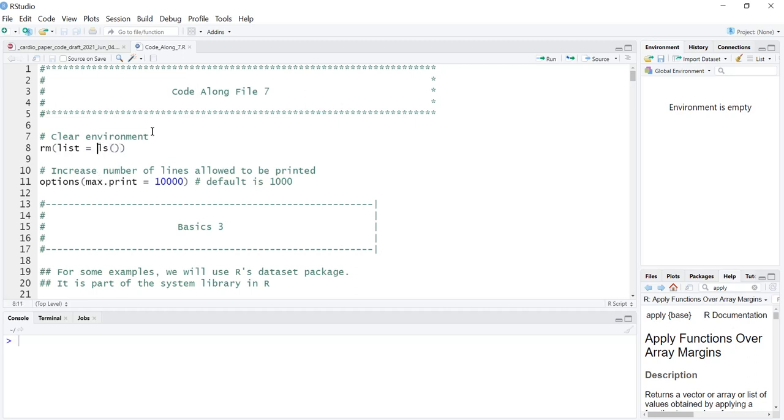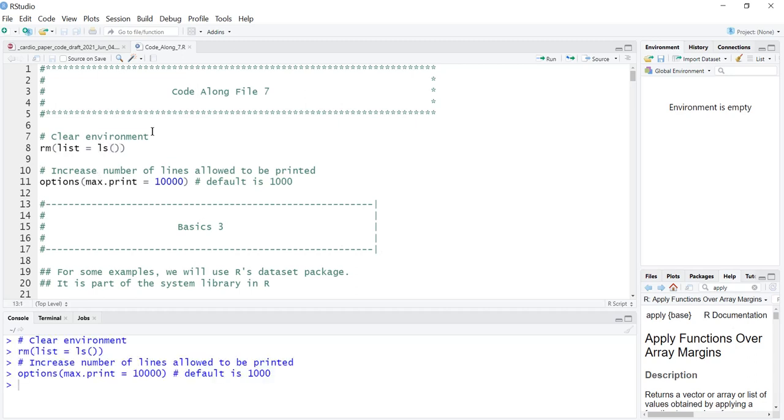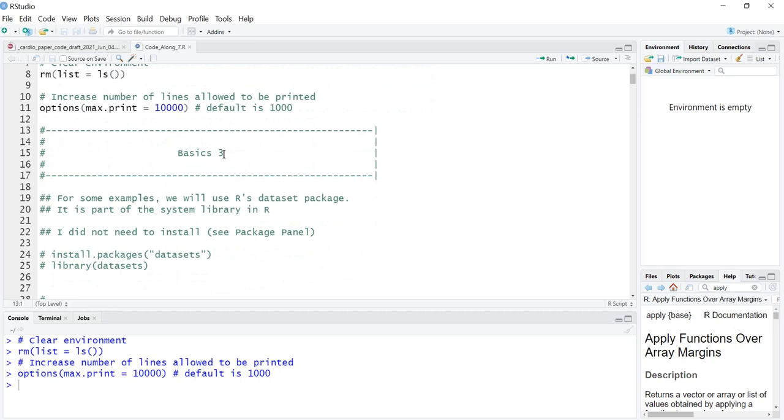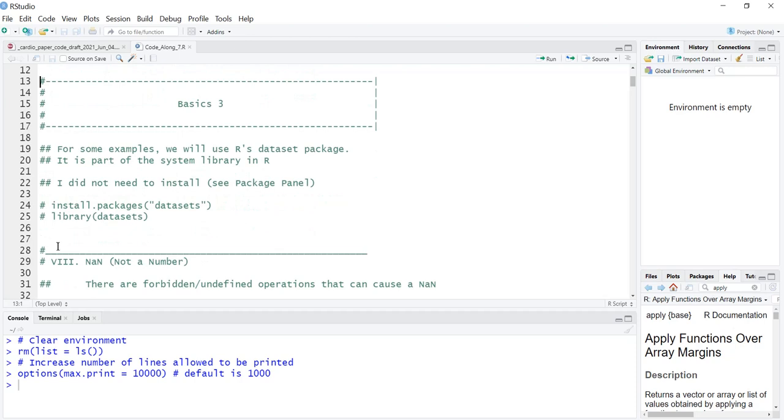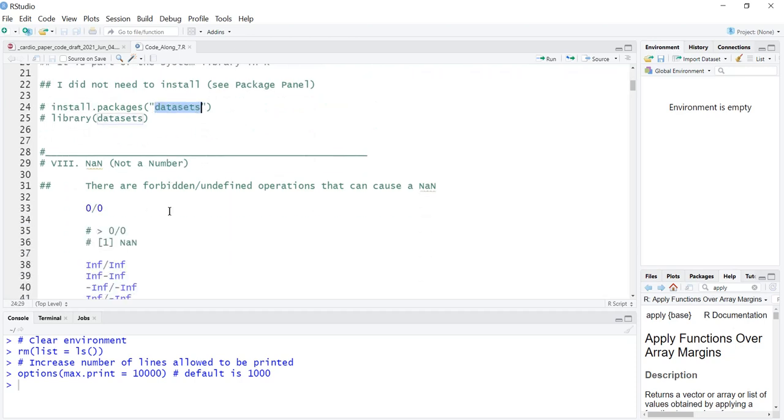So we're going to start with our code here, and we're going to call this Basics 3. I'm going to continue right where I left off last time. If you remember, we're using the datasets package, or we were. I don't think I used that in this video, but we did last time. It's good to remind ourselves that it exists.